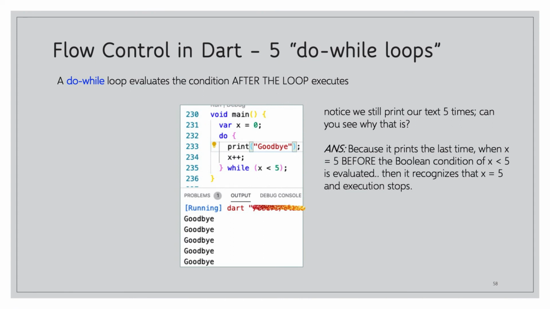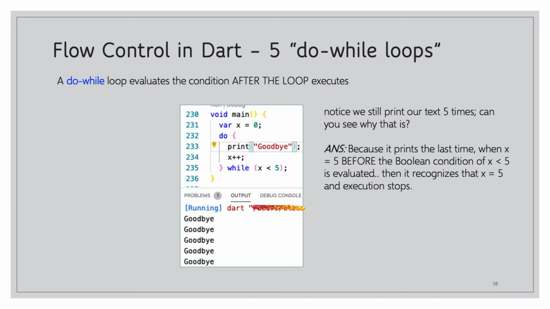Okay, and another variety of the while loop is the do-while loop. A do-while loop evaluates the condition after the loop executes. So notice here in the body of main, we'll print out our text 5 times like we did before. Can you see why that is, even though I'm saying that it evaluates the condition after the loop executes? Why don't you pause the video here and see if you can figure that out.